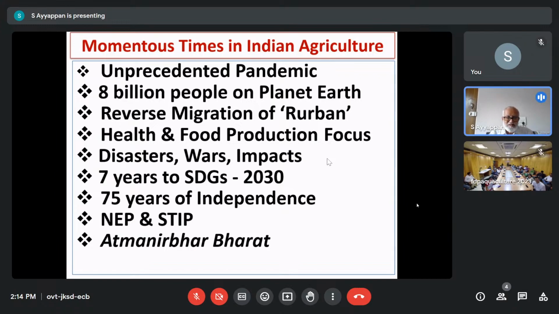And we celebrated the 75 years of independence. And in this context, we have been talking about Atmanirbhar Bharat, self-sufficient India, and India for the world. That's the discussion going on. So how do we enable all this? In that context, the National Education Policy and the Science, Technology, Innovation Policy 2020, both of them are to be activated, implemented, and followed. These are a few vehicles that we have as possible options.